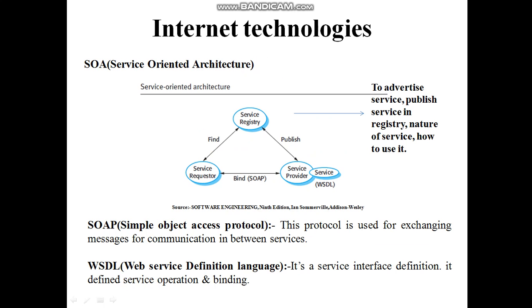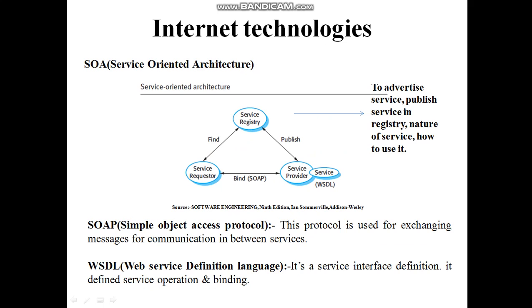So very first we will see what internet technology is. In internet technology, the first thing is SOA, that is service oriented architecture. This is the SOA diagram. It contains a service requester, a service provider, and a service registry. The service requester, who wants a service, sends a request to the service provider.